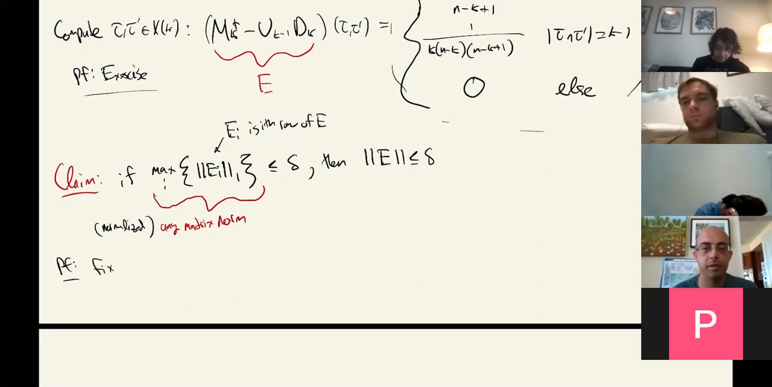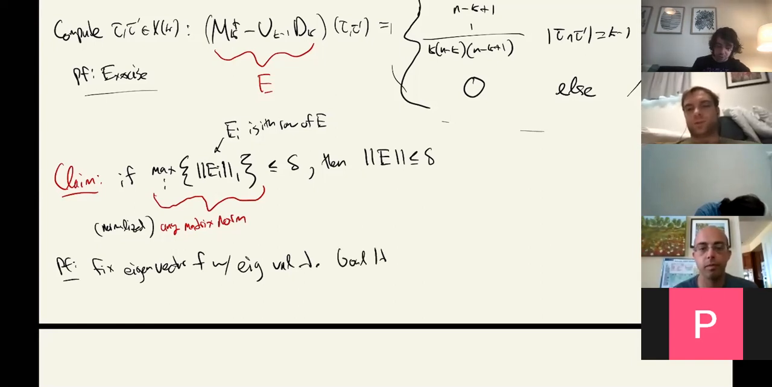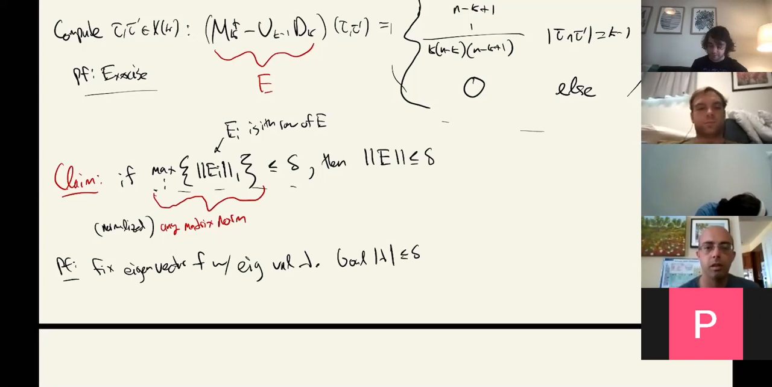So first, we'll fix an eigenvector or eigenfunction f with eigenvalue lambda. And what's our goal? Our goal is to prove, assuming this statement about the L1 norm of the rows, that the absolute value of lambda is less than or equal to delta for any fixed eigenvector, and that'll prove the bound on the spectral norm.